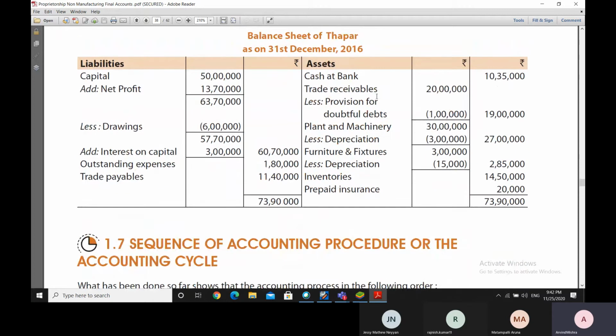So we have to remember another thing here, two important things here, that provision for doubtful debts has to be reduced from the trade receivables, and depreciation has to be reduced from fixed assets. The drawings have to be reduced from the capital plus net profit, and interest on capital is to be added in the capital account in the balance sheet.